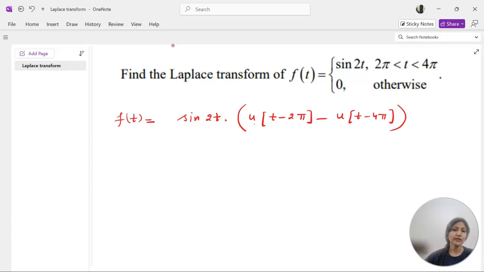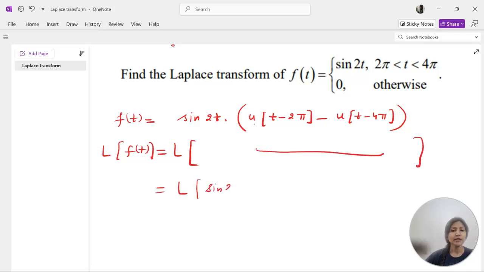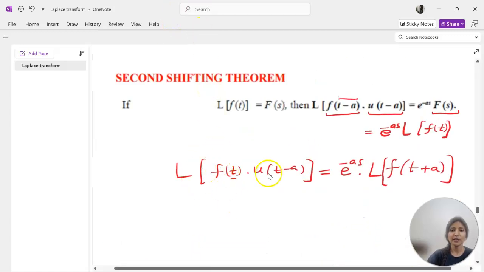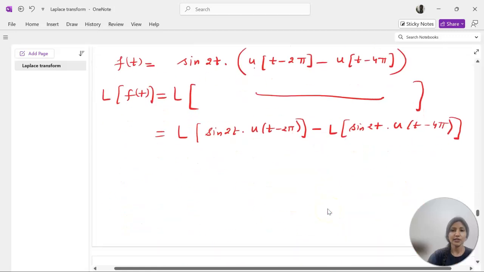Now we want to find the Laplace of this, so I can write Laplace of f(t) will be equal to Laplace of the whole function. I'm not writing it again. So it can be written as Laplace of sin 2t into u(t minus 2 pi) minus Laplace of sin 2t into u(t minus 4 pi). And we just saw this result that Laplace of any function multiplied with unit step function is e to the power minus a s, and Laplace of f(t plus a). So we have to replace t with t plus a and then find the Laplace transform. Let us do that here.